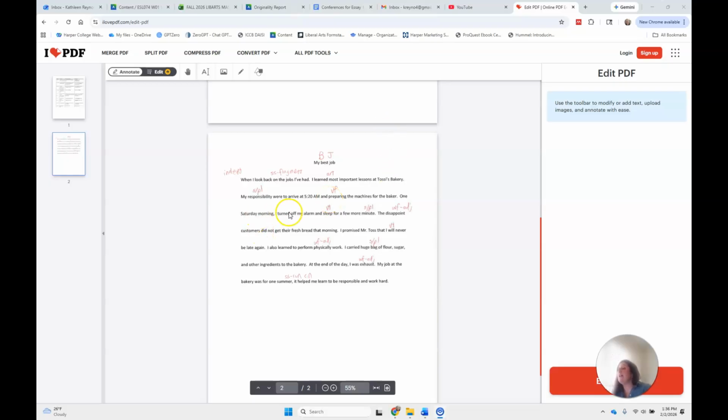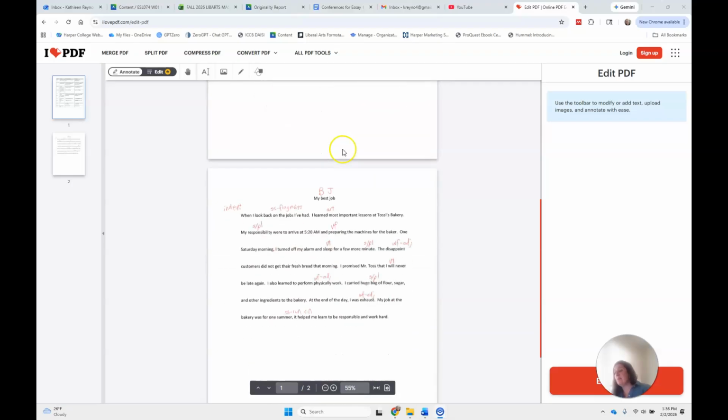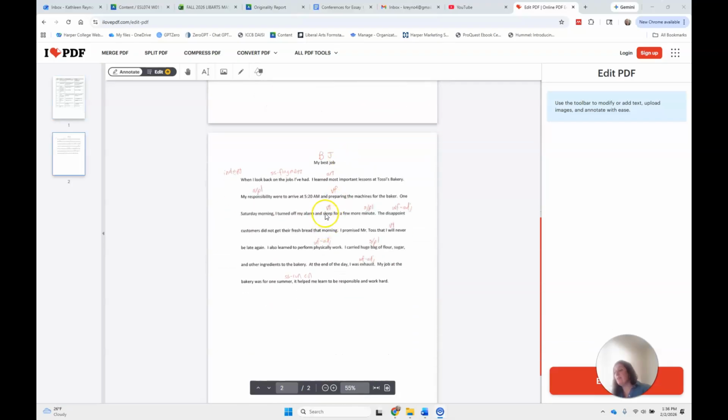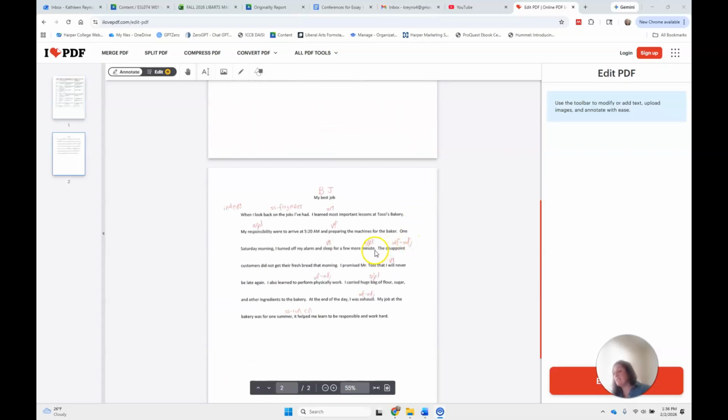One Saturday morning, I turned off my alarm and sleep for a few more minutes. Sleep is VT, verb tense. So that means this is I sleep, I should say slept in the past. Because I say turned off and slept for a few more, SPL, singular plural, a few more minutes.